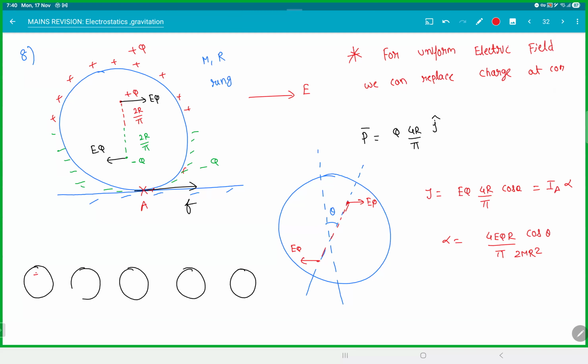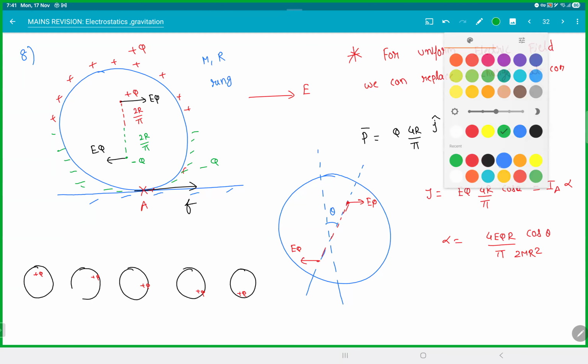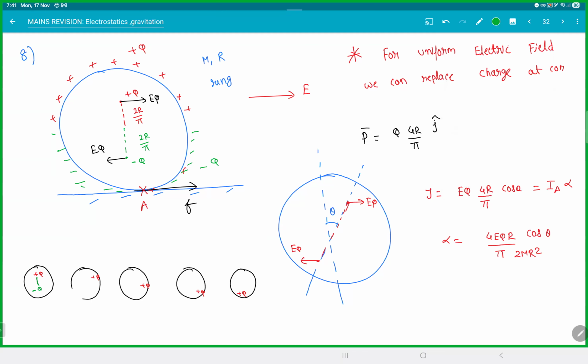So this will be plus q. Plus q will come here, plus q will be here, plus q will be here, and plus q will be here. This will be minus q. This will be minus q. This is not writing here. This is minus q. This is minus q. This is minus q.